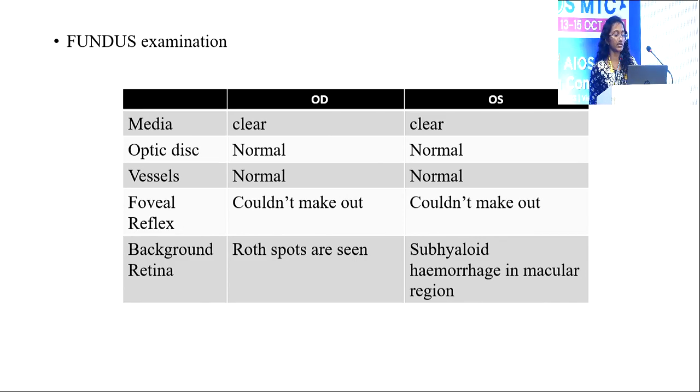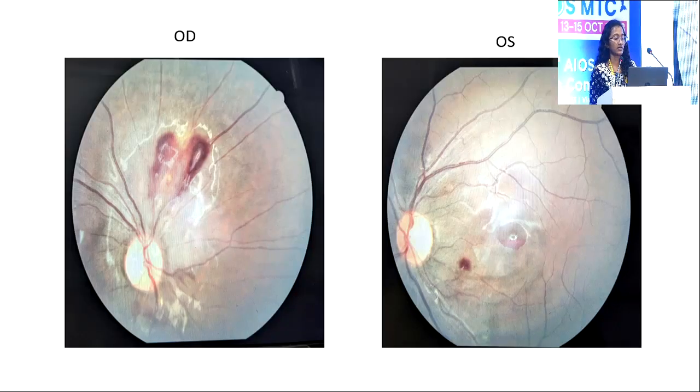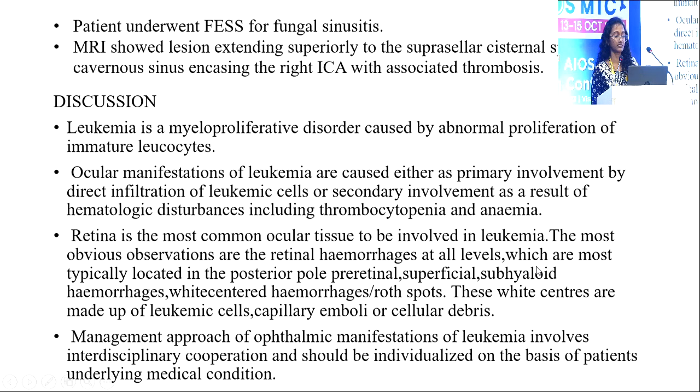Fundus examination showed clear media with optic disc normal and vessels normal with altered foveal reflex in right eye, and the background retina in right eye showed rod spots. The fundus examination of left eye showed clear media with normal optic disc and vessels with foveal reflex being altered and subhyaloid hemorrhage in the macular region. This is the fundus picture of right eye showing rod spots, which are white centered flame shaped hemorrhages superior and temporal to the disc. A fundus picture of left eye showing subhyaloid hemorrhage in the macular region.